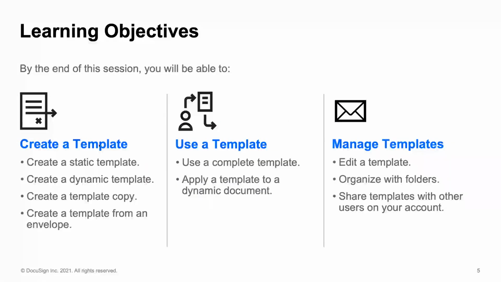So let's get into our learning objectives. We'll start from the ground up here. We'll work through creating a template together. We'll create both a static template as well as a dynamic template, and we'll talk about the difference. We'll then use a template to send out an envelope. And then we'll wrap up with talking about some ways that you can manage your template library once they're built out.